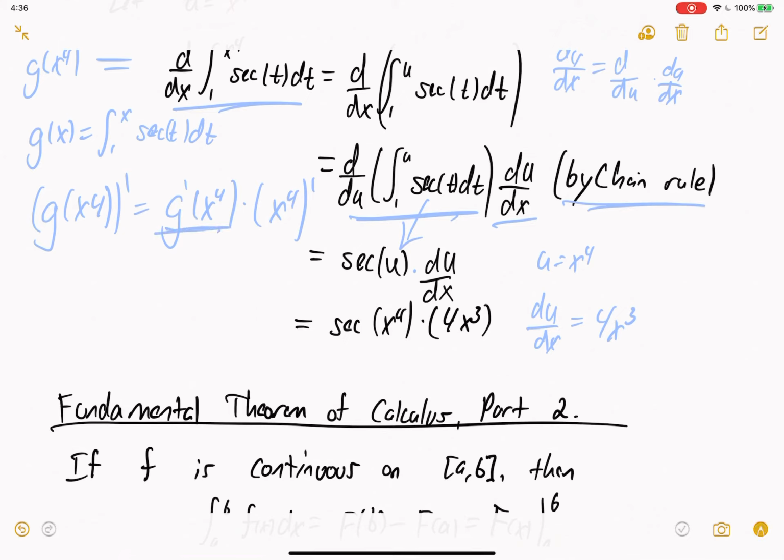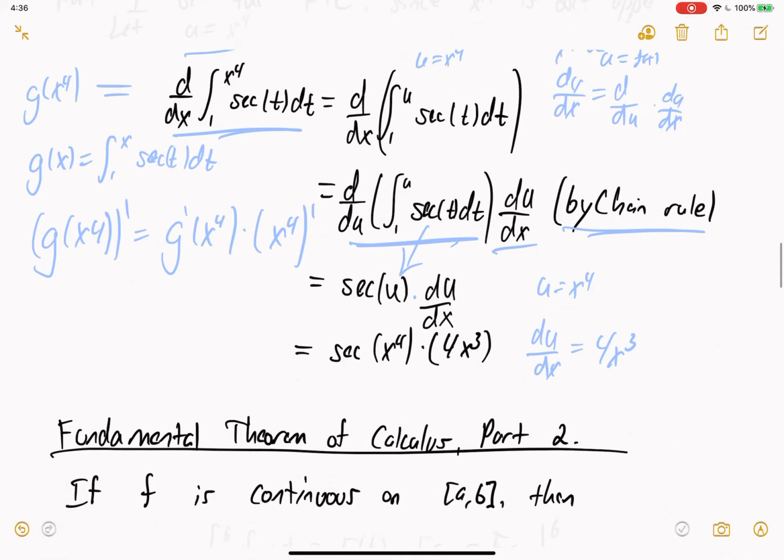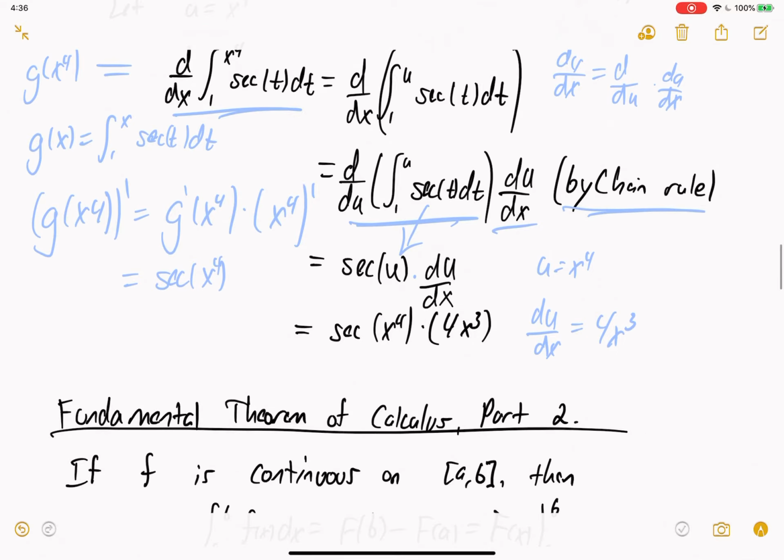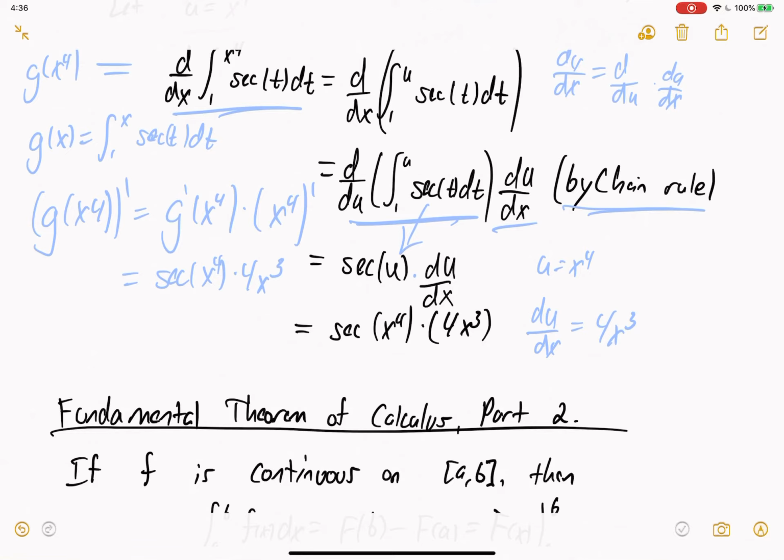So remember that g prime, in this case, we would have to evaluate using the FTC to find out what g prime is. And in our case, g prime is really just secant of t, but we plug in x to the fourth, so secant of x to the fourth, and then it would be times the derivative of x to the fourth, which is 4x cubed. So it might be a little weird, but just keep in mind that this is what's going on.